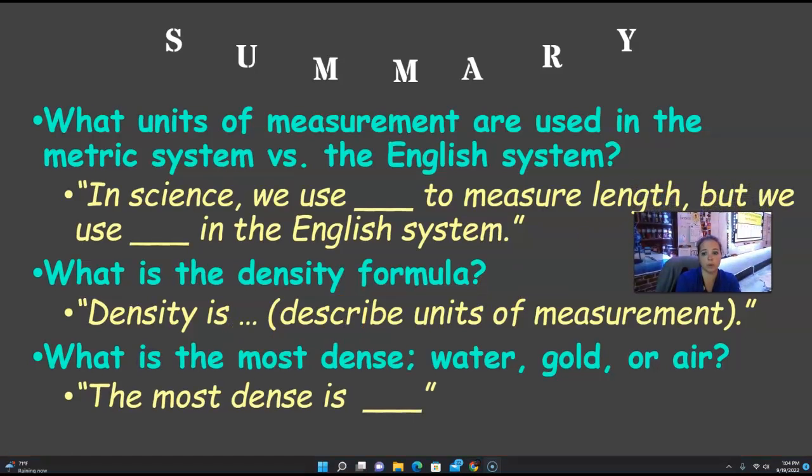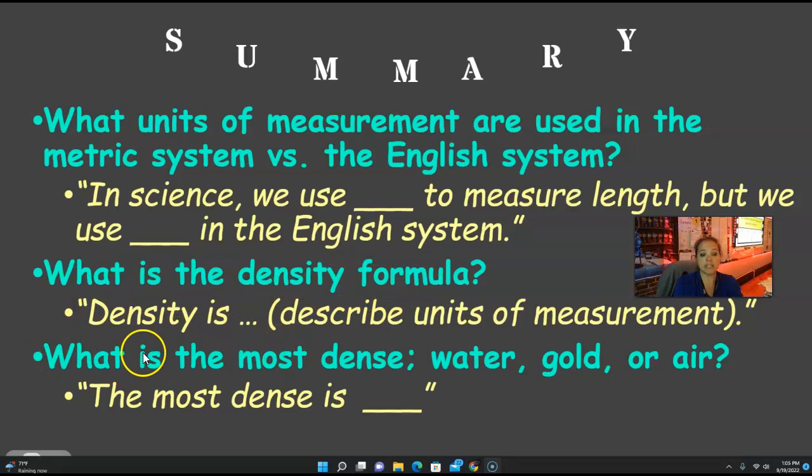All right, so the summary, what I would like you to write in that summary section is what units of measurement are used in the metric system versus the English system. Write this down. In science, we use blank, tell me what we use, to measure length, but use blank in the English system. Please plug in the words as needed. What is the density formula? Density is, please give me the formula. And last but not least, what is the most dense, water, gold, or air? The most dense is, and let me know.